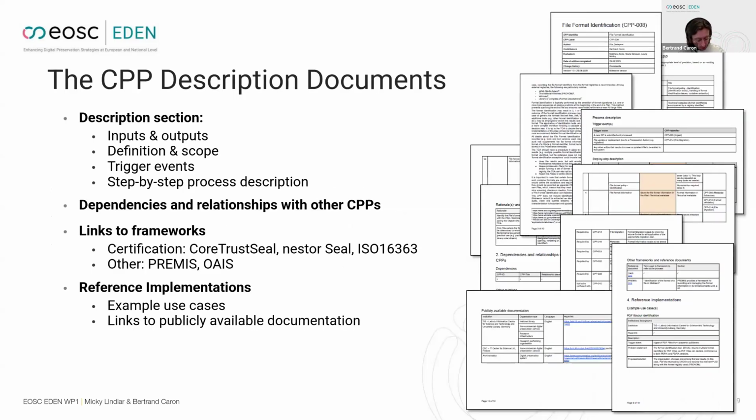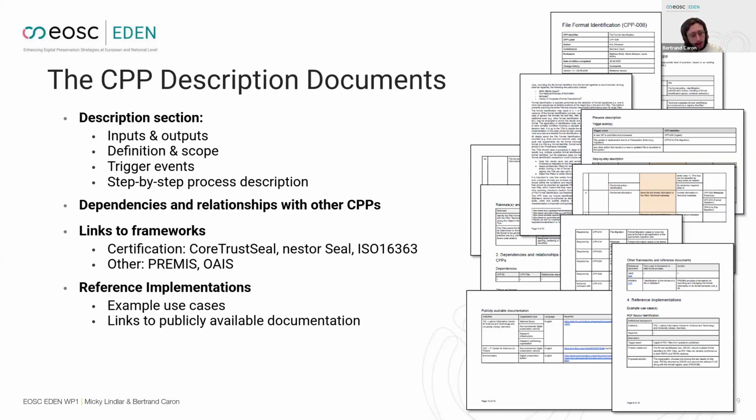So the generic structure of these CPPs is the following. The main section is the initial one, the description section. It starts with inputs and outputs, so what comes in the process and what comes out. It's very useful to frame the scope of each CPP. Then there's the definition and scope, the trigger events that cause the process to be performed, and a step-by-step process description.